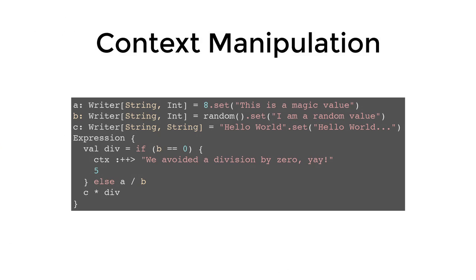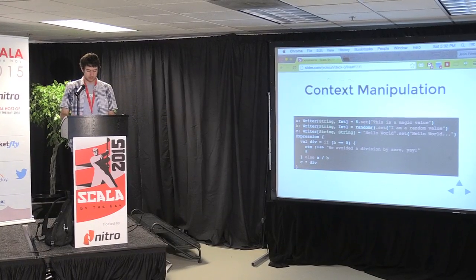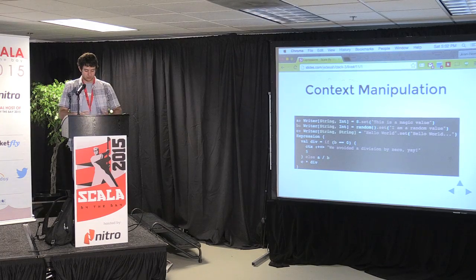This is just what I meant by context manipulation. Here we're using the writer abstraction. So 8, we're saying this is a magic value, and then random is a random value. And within our expression, when we're manipulating this stuff, we want to say that if b is equal to 0, then we just log the fact that we avoided a division by 0, yay. Else do a divided by b.